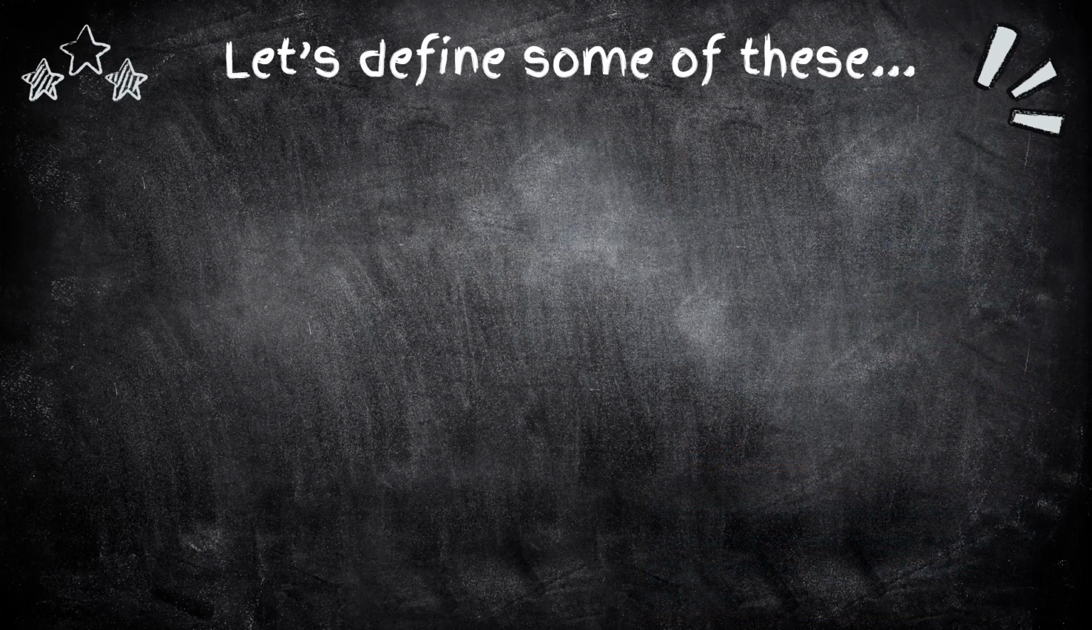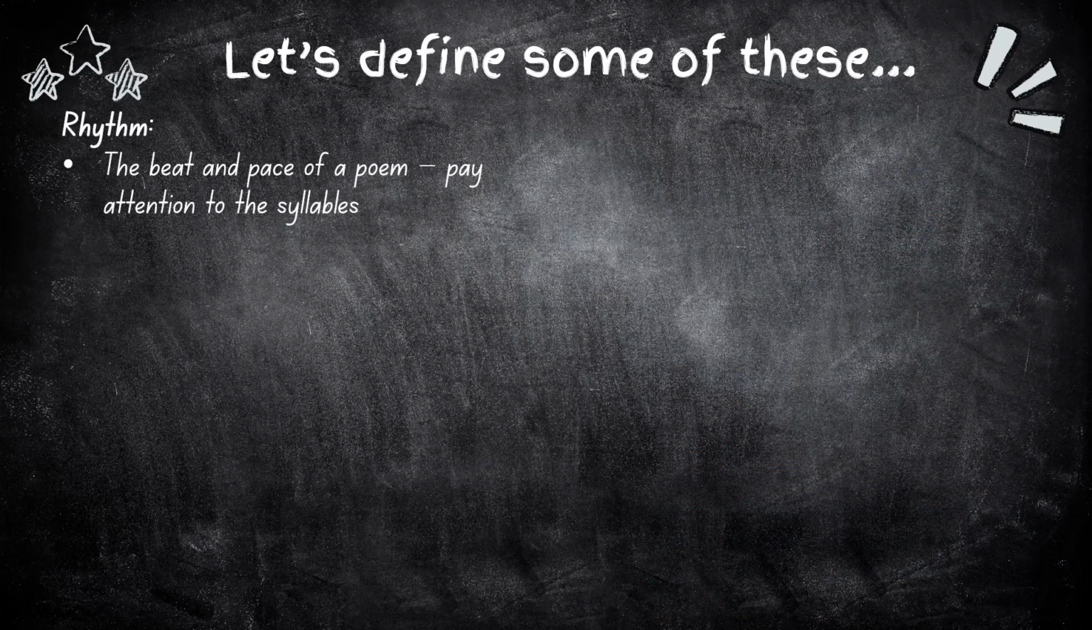All right, moving along. Rhythm is the beat and the pace of a poem. So, in order to figure this one out, you need to pay attention to the syllables of the words that have been used. Syllables, you should know what syllables are by now, but just in case you forgot, syllables are the different parts of a word. So, if you think about your own name, when you say your name, it has separate parts.